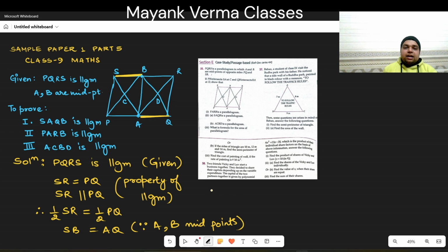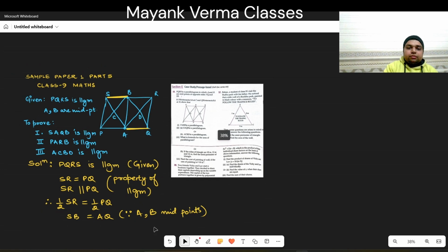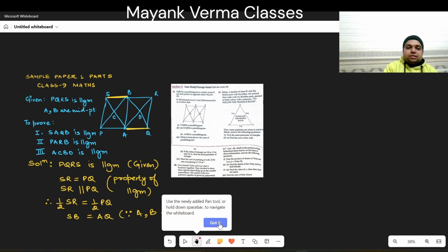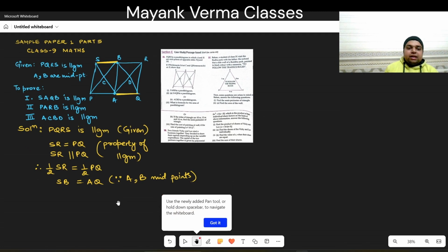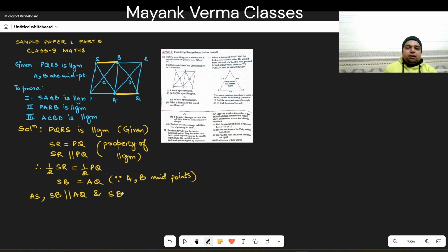Now we will say that SB is parallel to AQ and SB is equal to AQ. Now in a quadrilateral, if opposite sides are equal as well as parallel, this means that this should be a parallelogram. So SAQB is a parallelogram. This is the first solution.